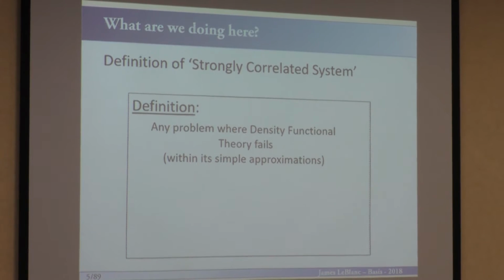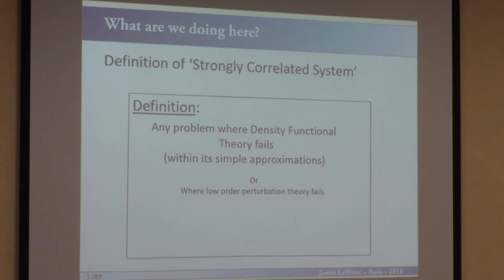So that could be one option. An alternate definition might be any problem where density functional theory fails within its simple approximations. There are other definitions where low-order perturbation theory fails, or where infinite-order perturbation theory fails. That's also if you have some sort of non-perturbative problem. Or you could say, well, when mean field theory fails, I must be in a strongly correlated system. OK? So I just want to identify that when someone walks up to you and says, hi, I'm James, I work on strongly correlated electron systems, that could mean just about anything. OK?